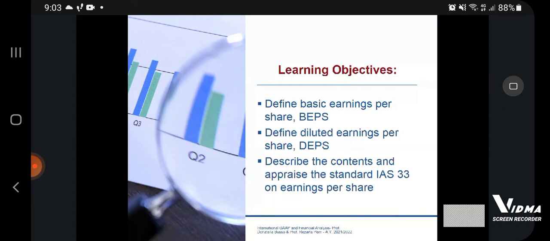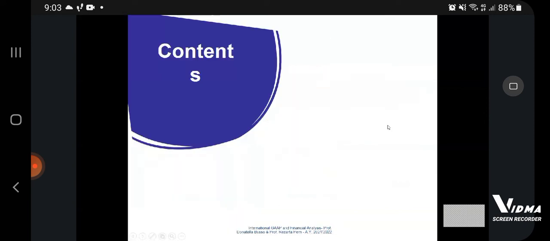The next objective is to describe the contents of the standard IAS 33 on earnings per share. This is exactly IAS 33. This is the standard that regulates and tells us how to calculate basic and diluted earnings per share. The contents, first of all, what are earnings per share as a ratio or as an indicator? What does it tell about the performance of the company? Why is it so important as to deserve a full standard for itself to be regulated? And why we don't have standards for other ratios, for example? So first of all, we will discuss the importance of earnings per share.